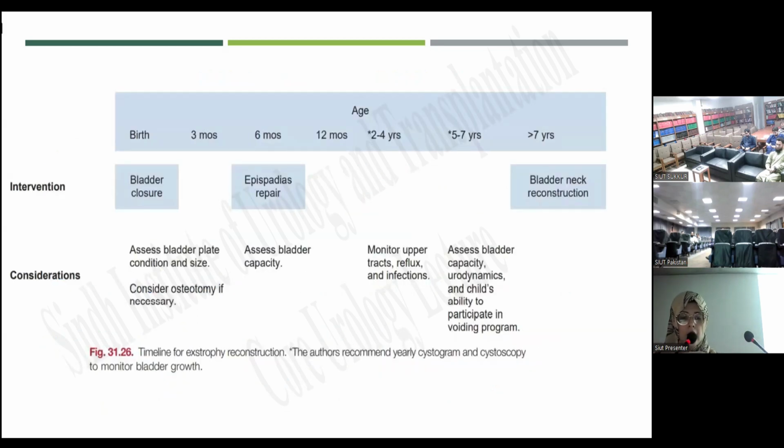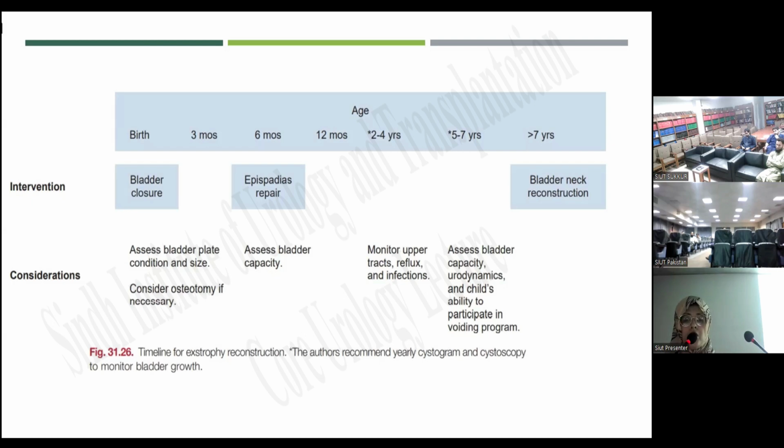This is the chart that is summarizing what we have previously discussed in the modern staged repair of the exstrophy. And it describes the timeline for the exstrophy reconstruction along with the early follow-up of the child with cystogram and cystoscopy. At birth, the intervention performed is bladder closure, and the considerations kept in mind are to assess the bladder plate, its condition and size, and to consider if there is any need of osteotomy or not. At 6 months, the epispadias repair is done, and the assessment of bladder capacity is made.